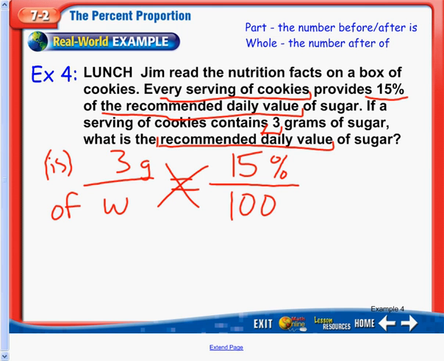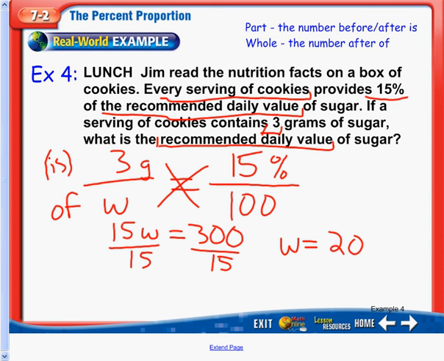Now we are left cross multiplying. I have 15W equals 300. We then need to divide both sides by 15. And the result is going to give us W equals 20. 15 goes into 30 two times. Have the 0 on the end, so we have 20, and our label is grams of sugar.